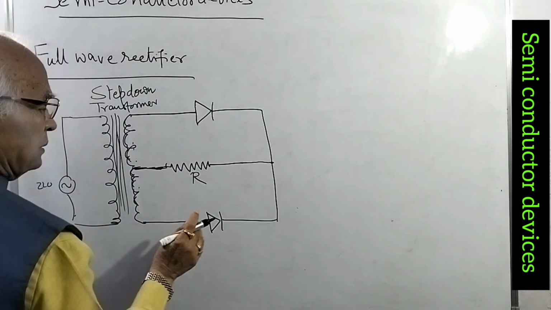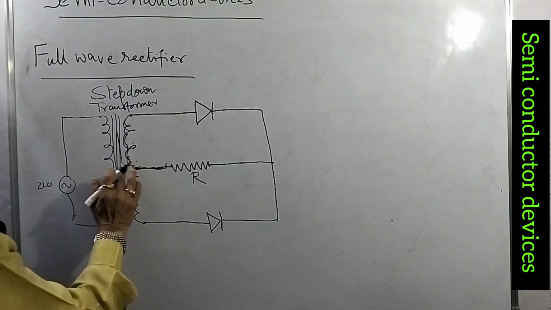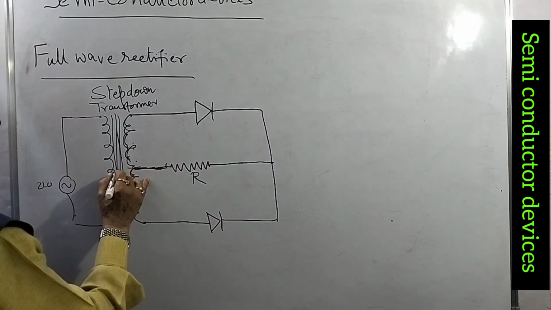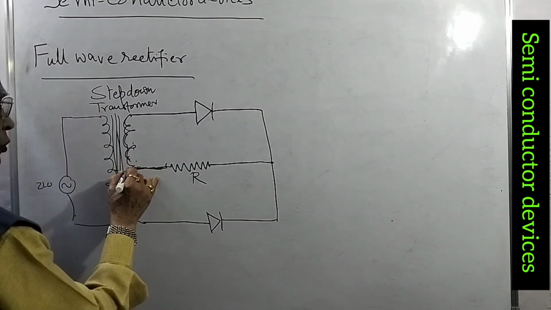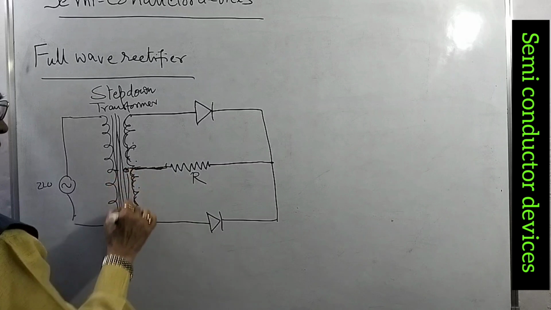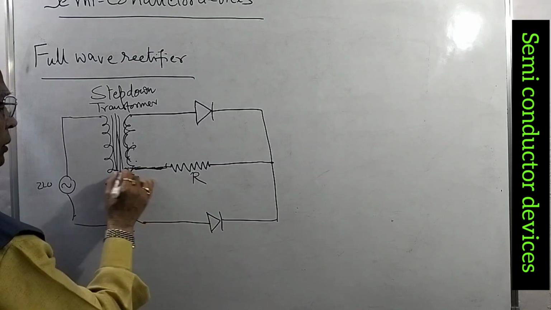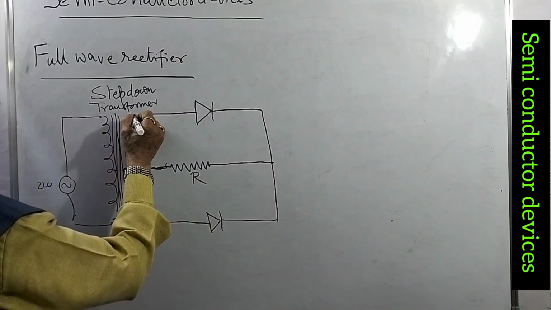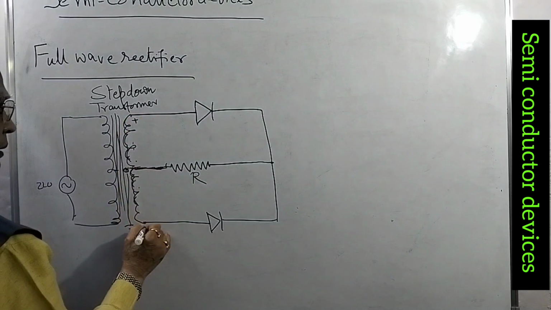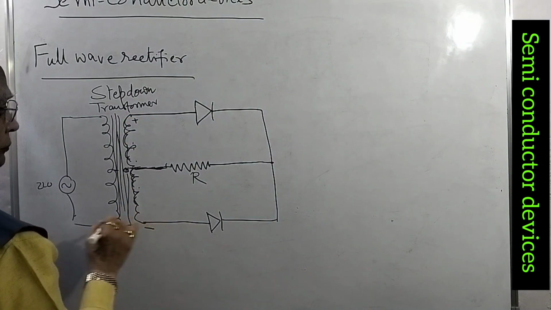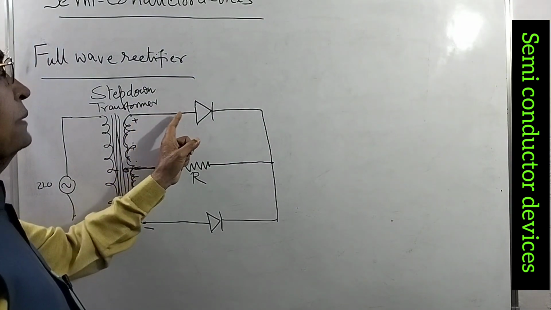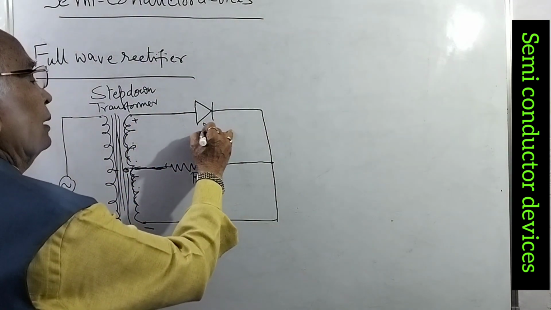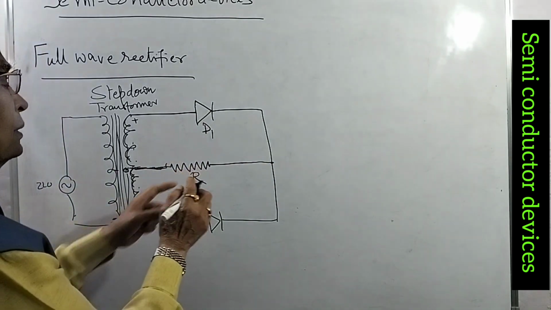You see now, the input here, and the center tap here. This is zero, this is earth ground. This is the earth or ground point. And this end is positive, then this end is negative. So when the positive cycle of AC comes, this diode D1 will conduct through this resistance and the voltage drop will be here.